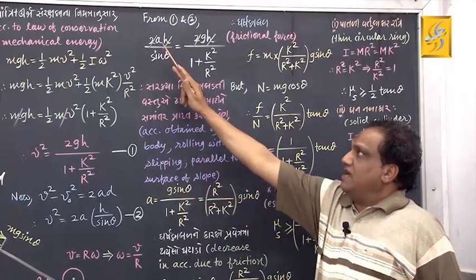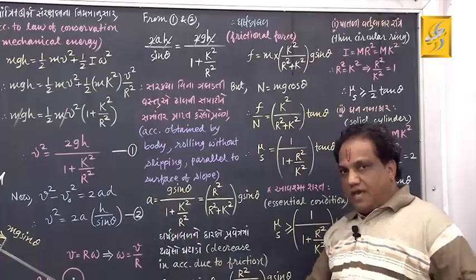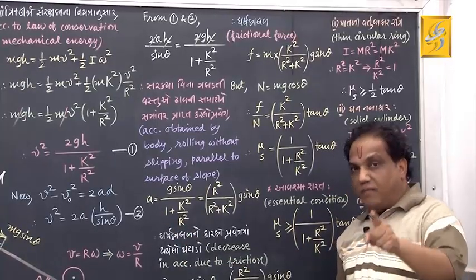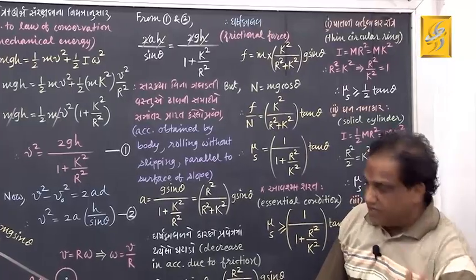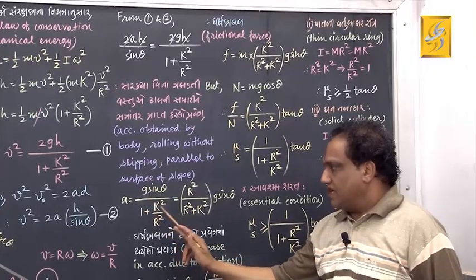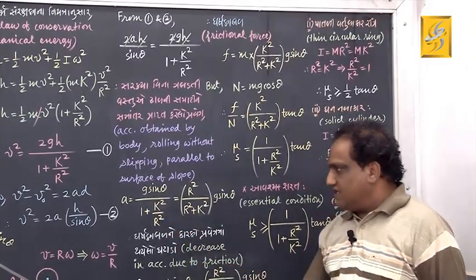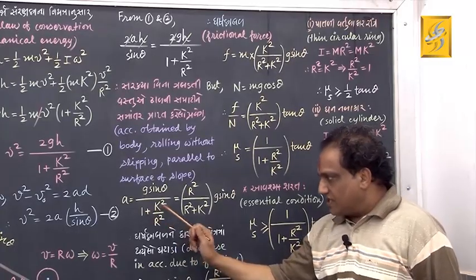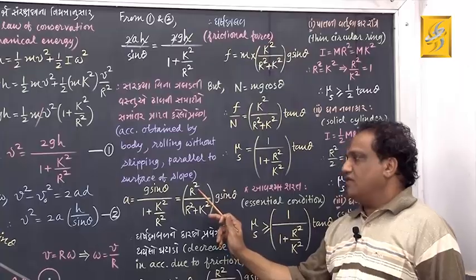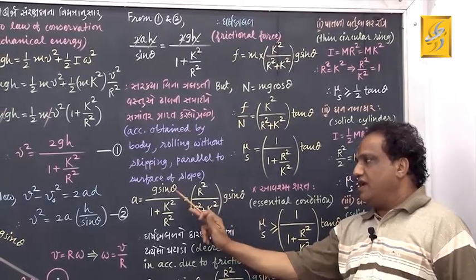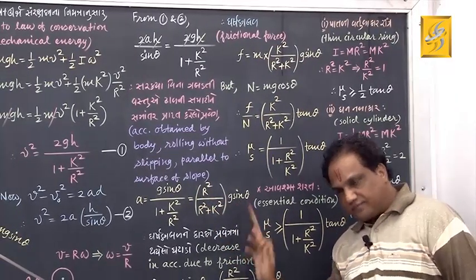You know what this a is? It is the acceleration obtained by the rolling body: g sin theta upon 1 plus k square upon r square. Take LCM here. It will be r square plus k square upon r square. Denominator will become numerator. So it is now r square upon r square plus k square into g sin theta.